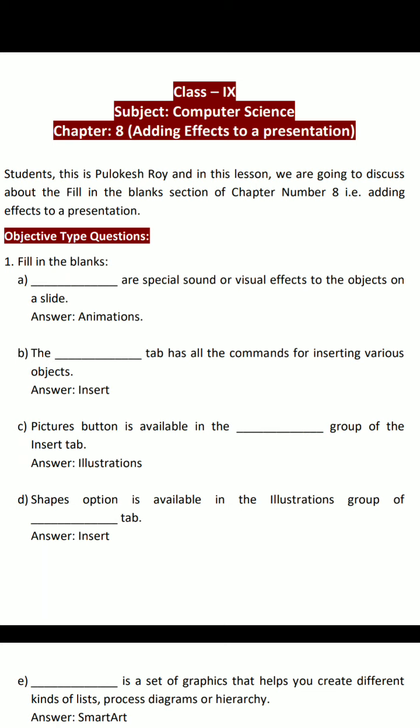And I would like to tell you that within the insert tab there are a few groups, and these groups contain the options for inserting various objects like images, shapes, tables, etc. So now point number C, the pictures button is available in the dash group of the insert tab. The answer is clearly displayed: illustrations.